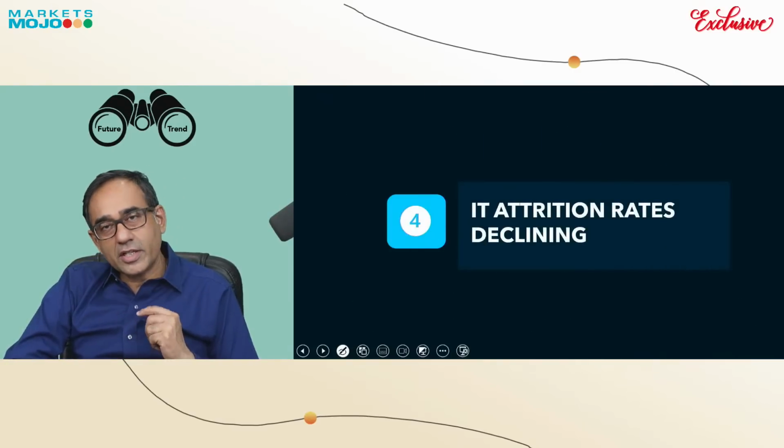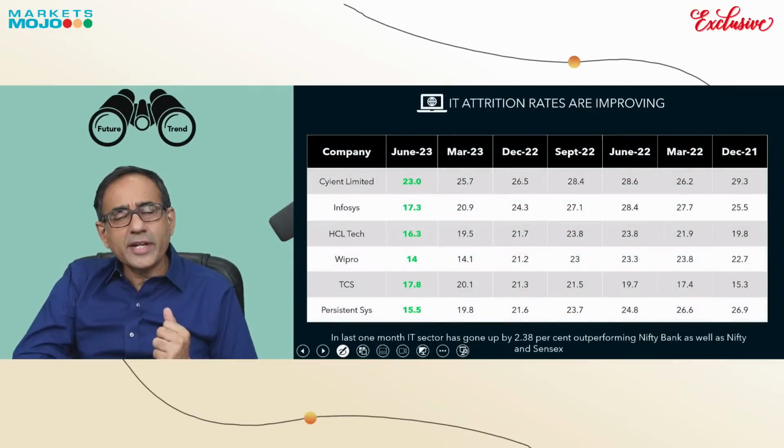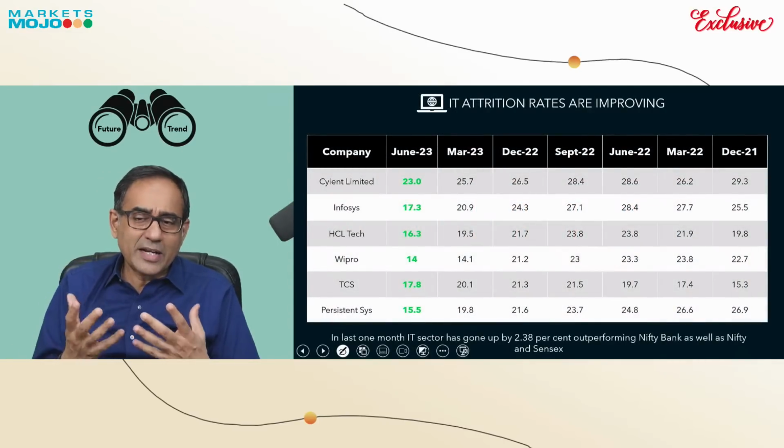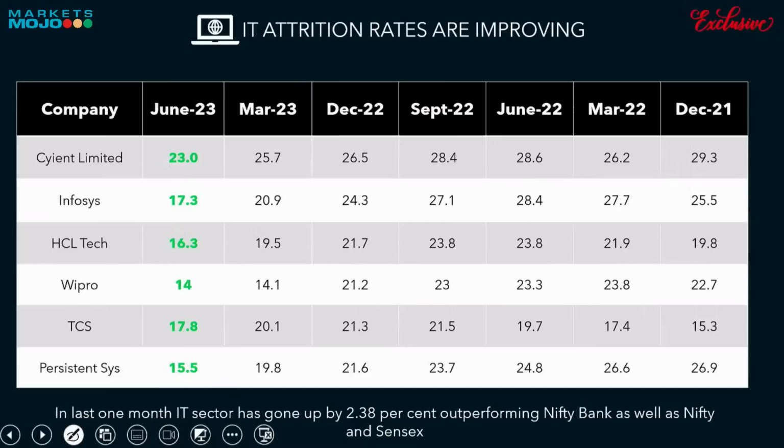Now, as I was saying in the beginning of this webinar, the market has gone nowhere, to be very frank with you, in the last 1 month. If you look at the data for the last 1 month, the market has struggled a little to grow. But IT as a sector did extremely well. It's up by almost 2.38%, outperforming Nifty Bank as well as Nifty and Sensex. So it has done extremely well.